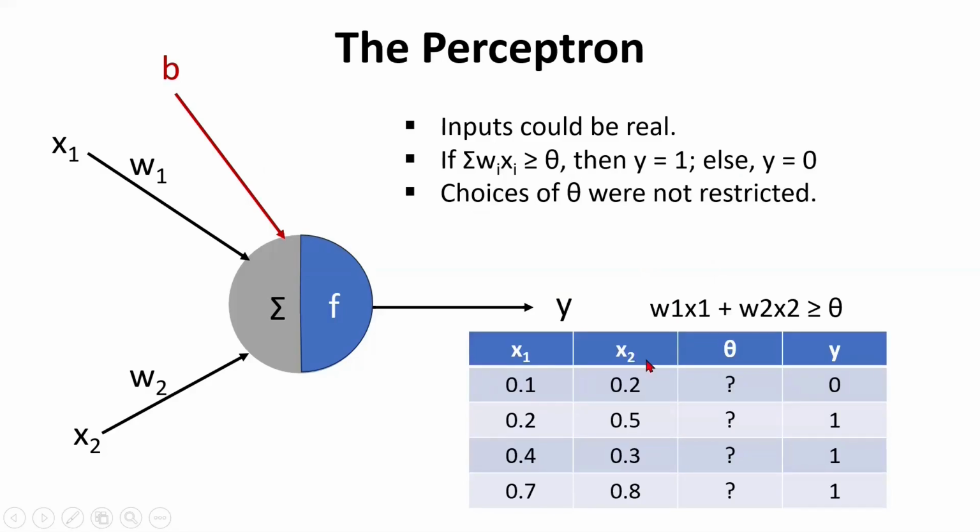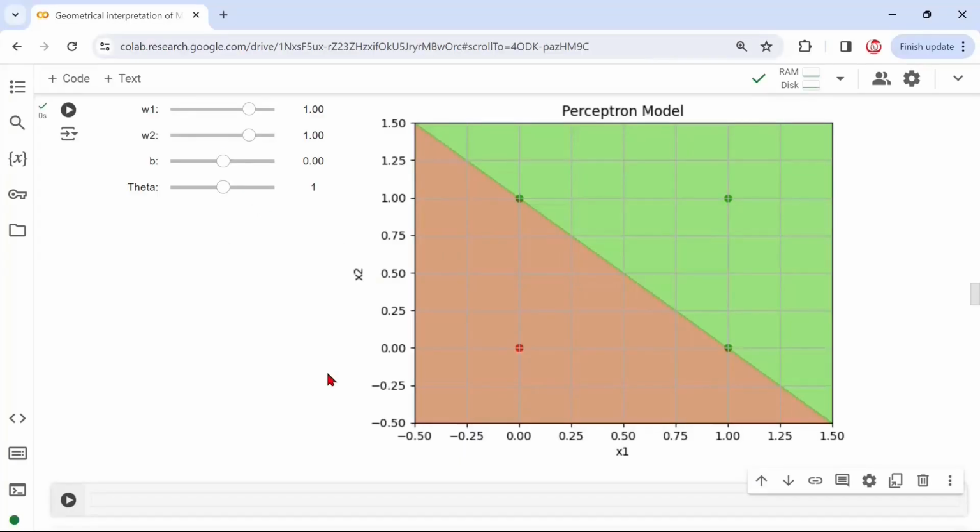You can imagine it through this table. Let's say we take x1 and x2 as not only zeros and ones now, but some real values, 0.1 and 0.2, 0.2 and 0.5. Depending on the choices of weights, you can calculate the values of theta. And here are the outcomes that are already given to us, right? So let's try to see how would this look like geometrically. So let's gradually make the transition.